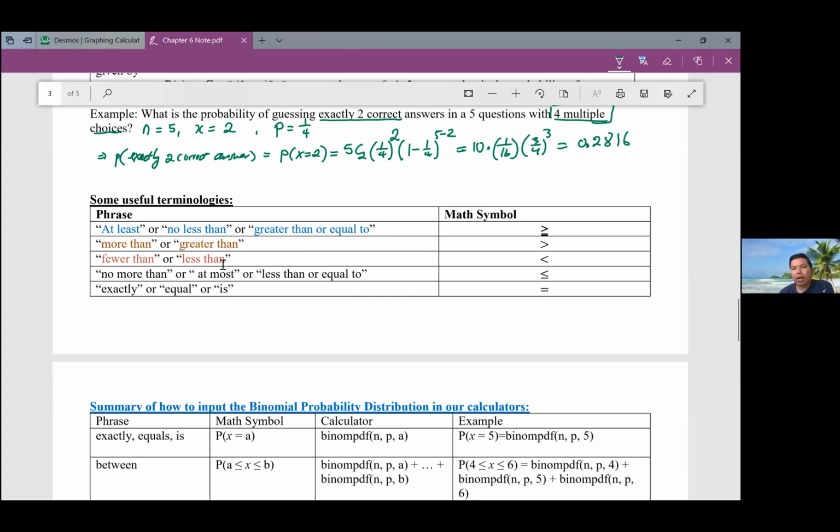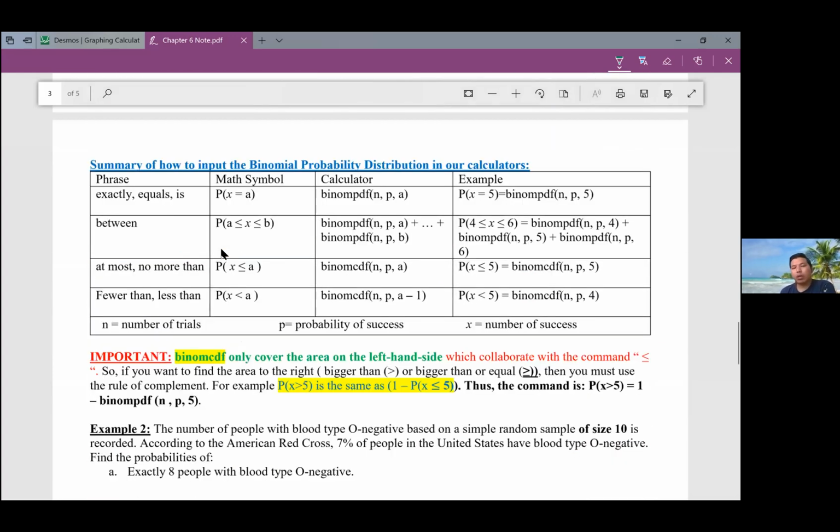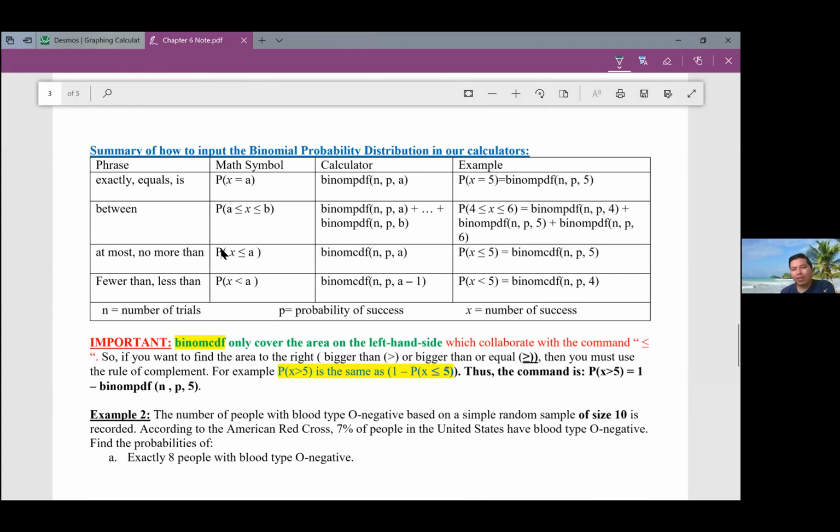It doesn't take more than, it doesn't take less than, okay? Very quickly, we will look at at least four different situations of binomial probabilities using our calculators. As I mentioned before, if you want to find probability x equal to a, then the command you want to use in the calculator will be binom PDF. And if you want less than or equal, it will be binom CDF.